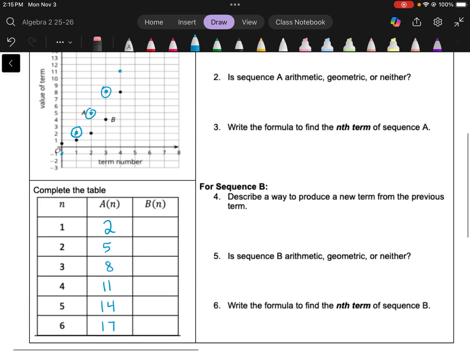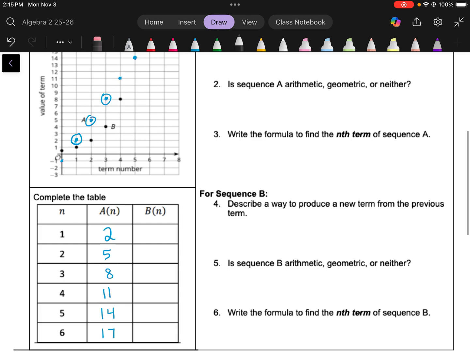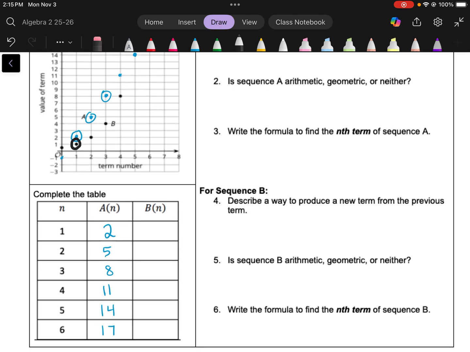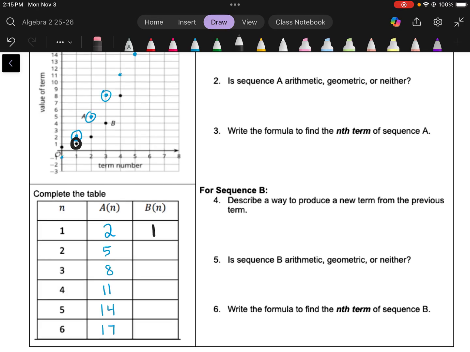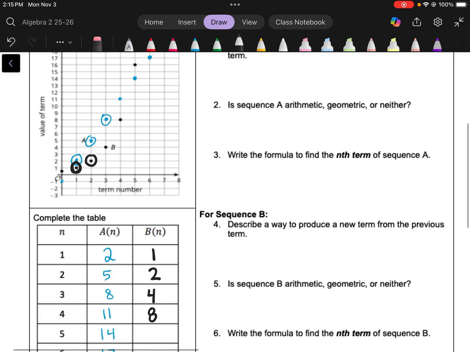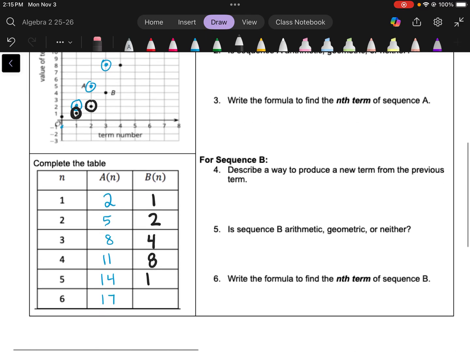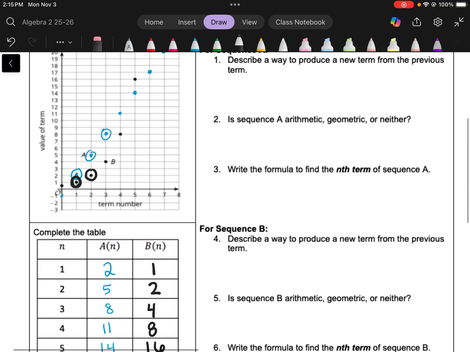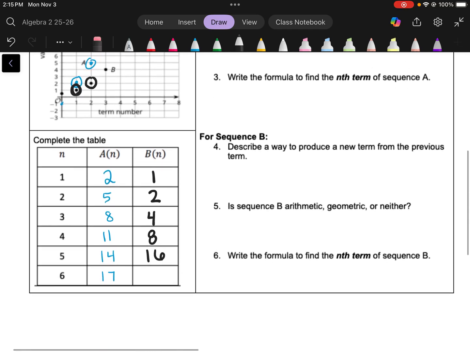Let's go ahead and copy down the table for B as well. So the first term, again, is here. When the n, or the term number, is 1, we start at 1. The second term is 2. I'm looking at this dot right here. The third term is 4. The fourth term is 8. The fifth term is 16. And even though you cannot see the sixth term on this graph, hopefully you see the rule and you can see that the sixth term for sequence B will be 32.